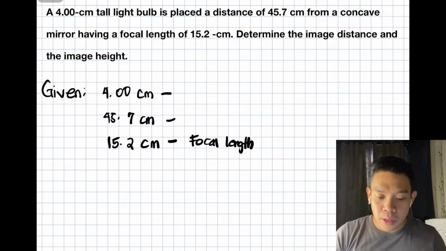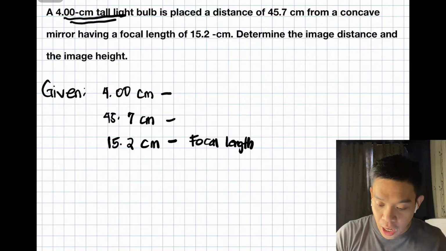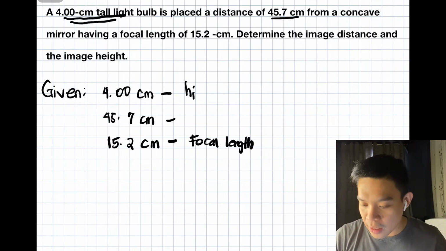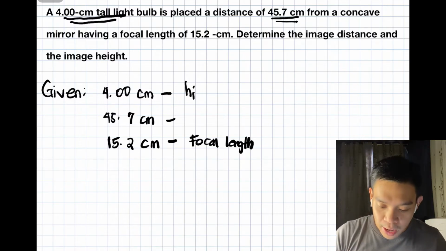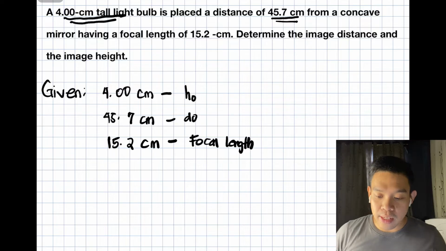We also have a 4.0 cm tall light bulb. It is placed a distance of 45.7 cm, the distance of the object, or we also have the dO. This 4.0 cm tall light bulb is the object's height. Sorry for this one. This is the object's height, or height of the object, and we also have the distance of the object.